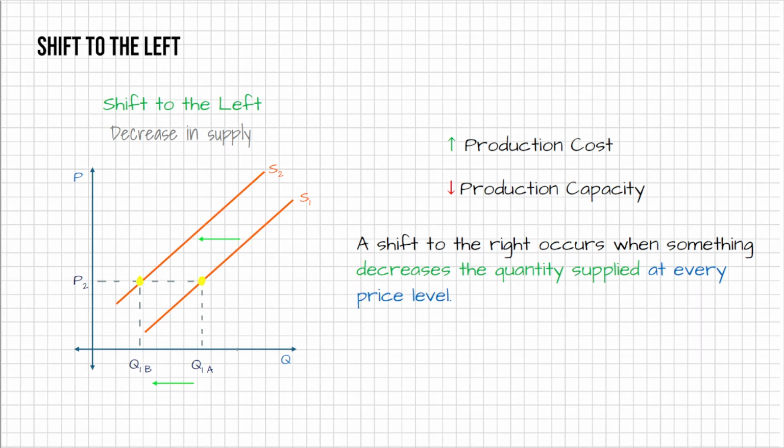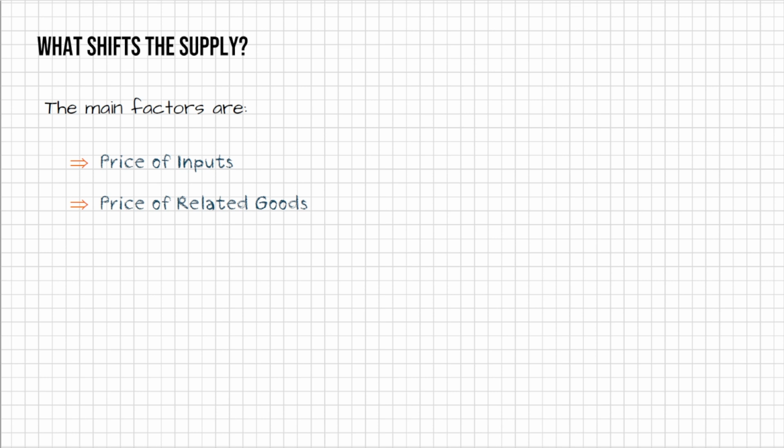Now, you might be asking, what are the factors that can cause these shifts? The main ones are the price of inputs, which are the resources used to produce the good or service, and the price of related goods from the same production plant. For example, in a pizza place, if you produce pizza and calzones, a change in the price of one can affect the supply of the other. Expectations: a future expectation can affect the supply of a good or service today. And technological advancements that affect the supply of a good or service.